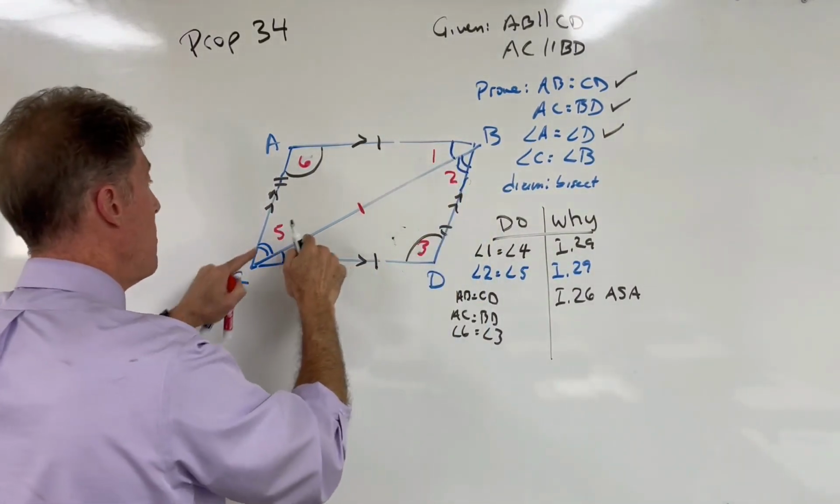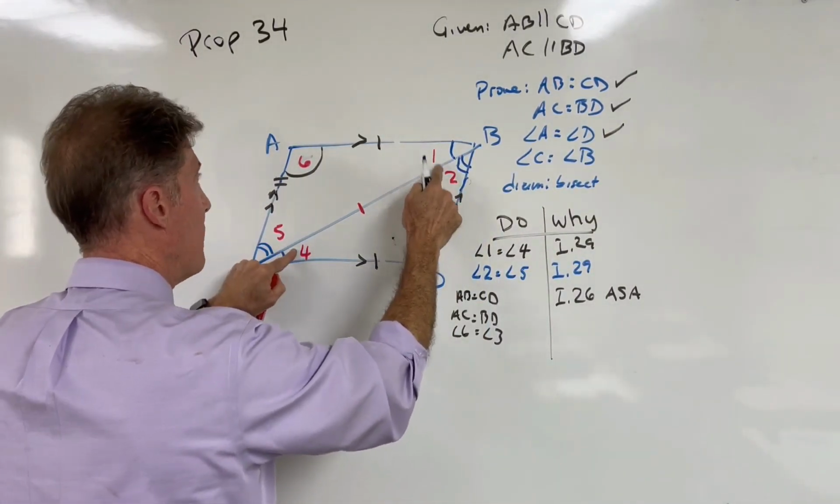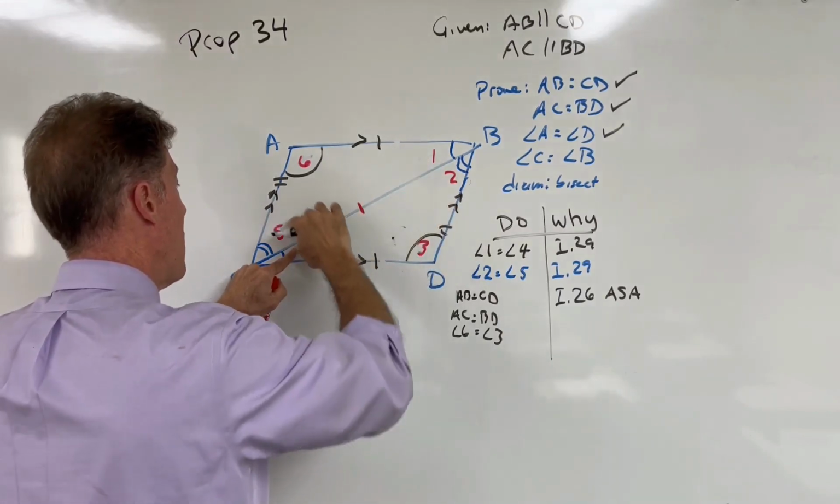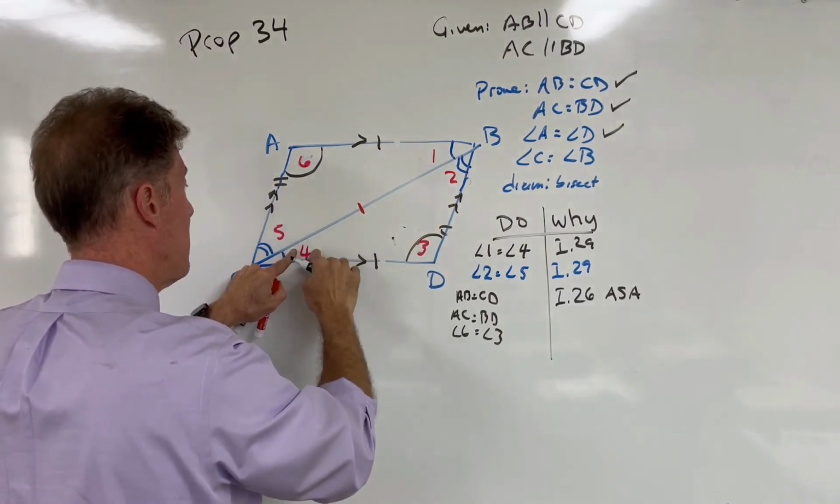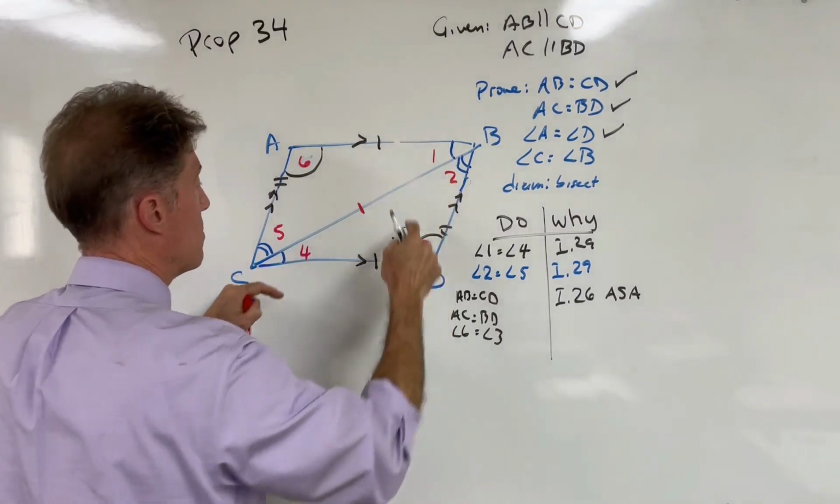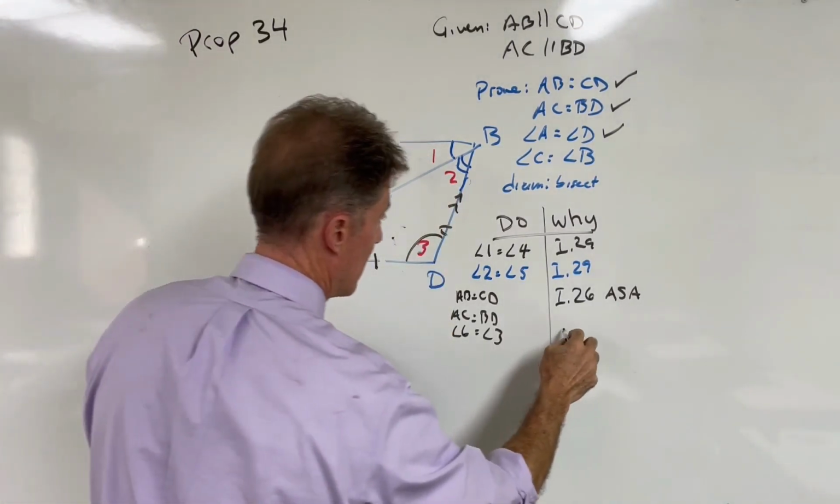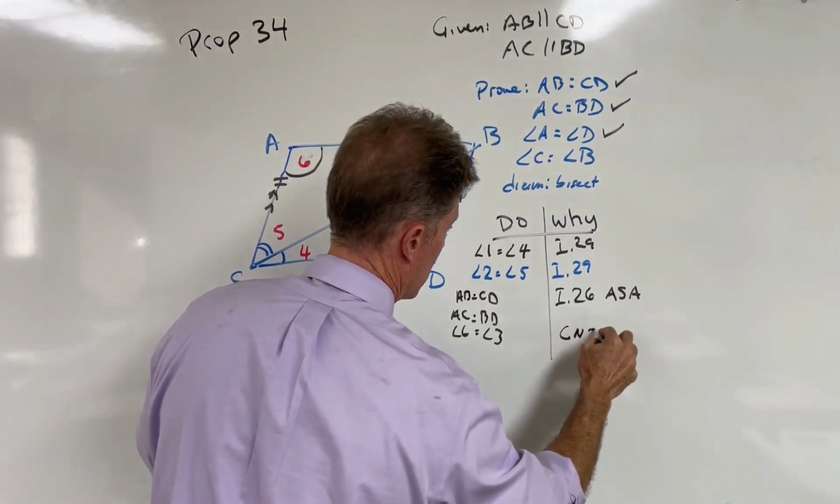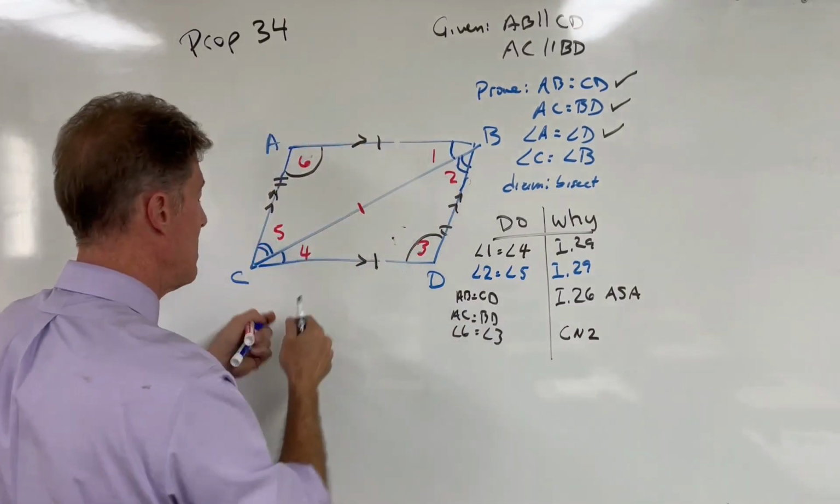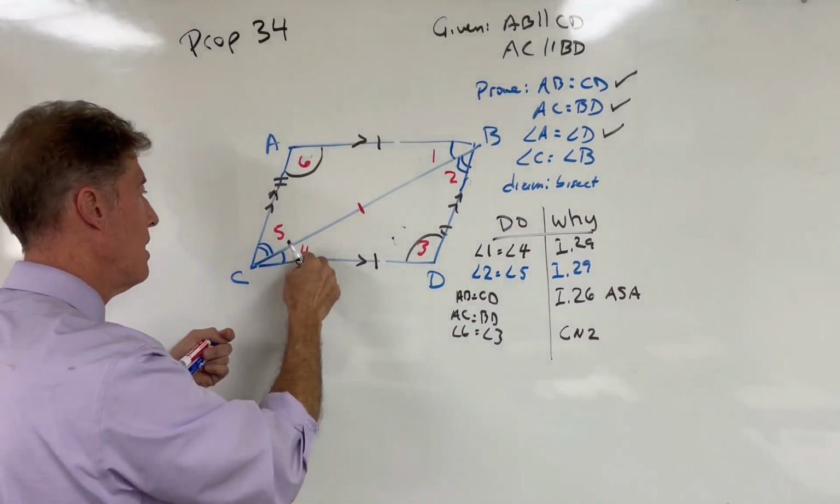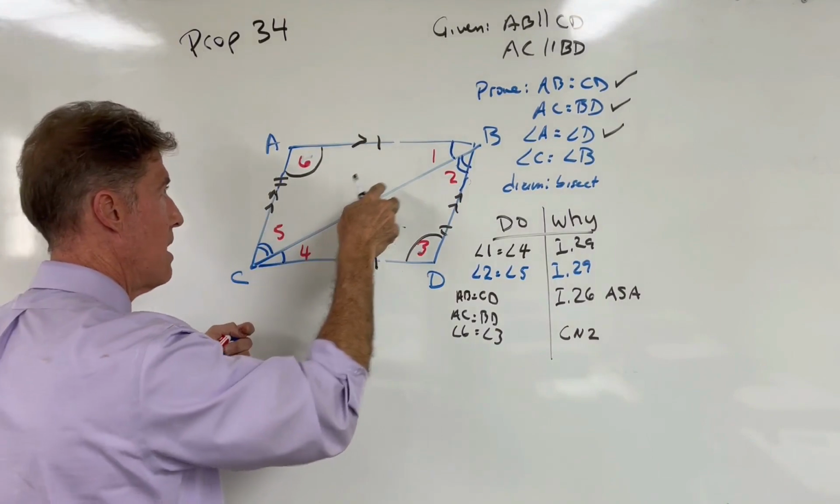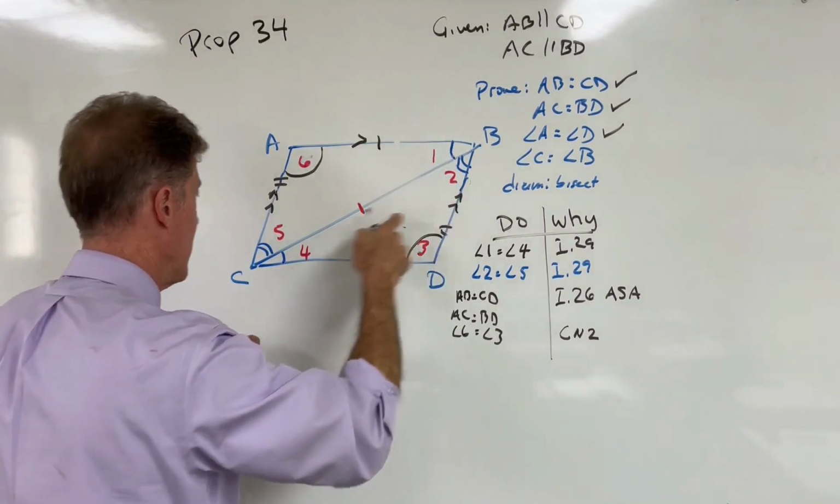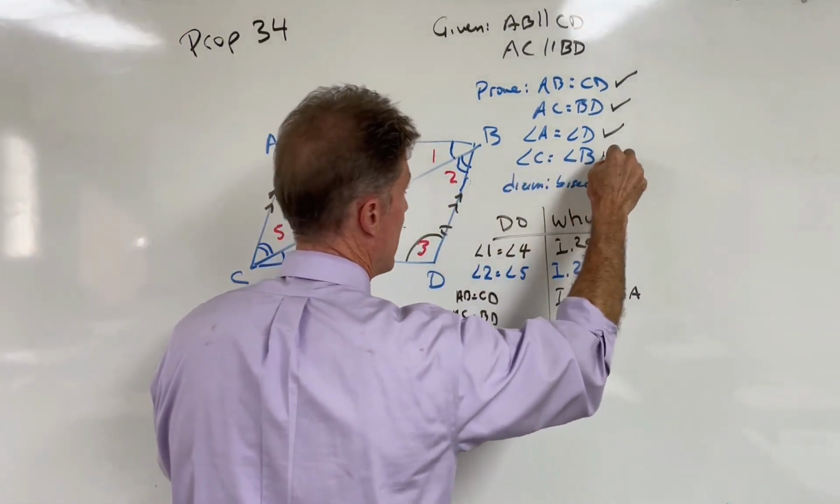Well, that's easy. We know 5 is equal to 2, and 4 is equal to 1. Therefore, the whole here, 5 plus 4, is equal to the whole here, 2 plus 1. And that's just a use of common notion 2. When we have equal things and we add equals, then the wholes are equal. So this whole angle made up of these two things, which are equal to these two things, equals this whole angle. Therefore, the angle at C equals the angle at B.